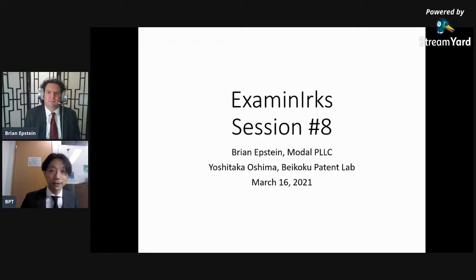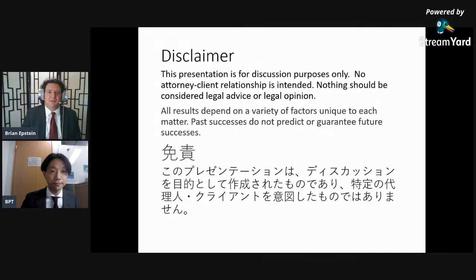How can applicants keep their examiners happy when responding to restriction requirements? Yeah, that's a great idea to discuss. So here's our disclaimer.